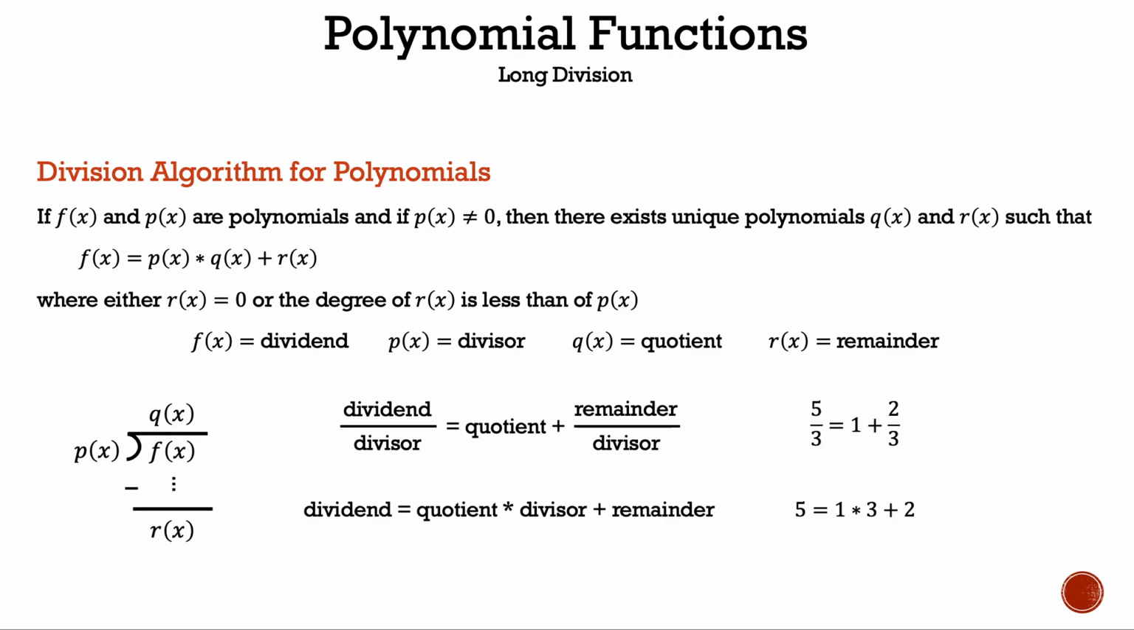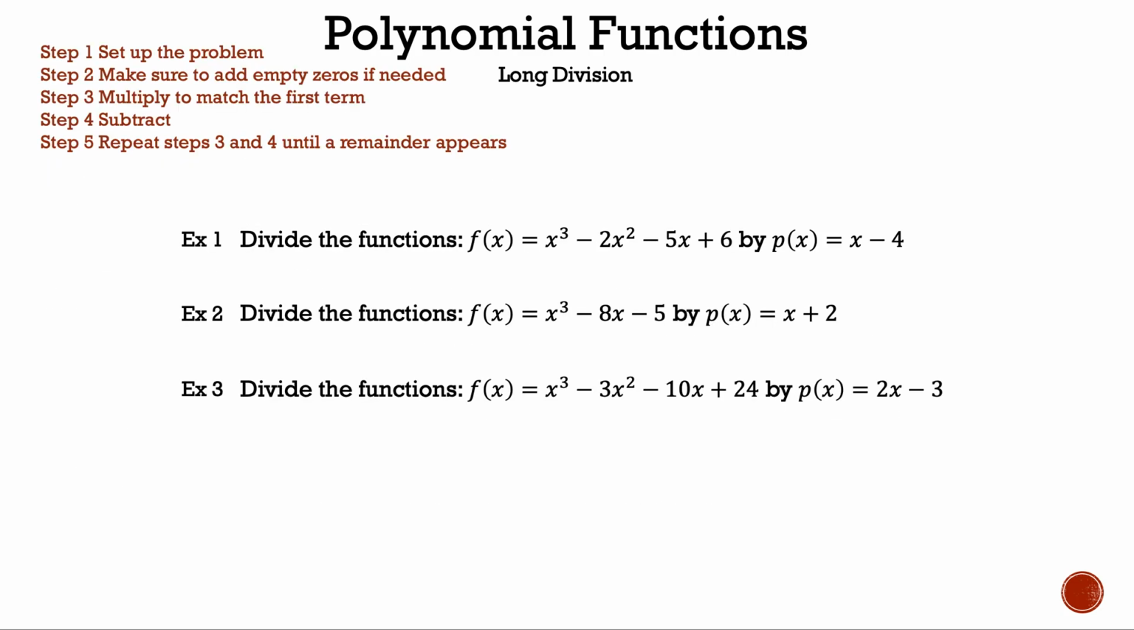Let's put these words into action so we can see what this means. So we have two options. The first one is the dividend over the divisor is equal to the quotient plus the remainder over the divisor. An example of this is 5 over 3 is equal to 1 plus 2/3. And the second option, which is the one in the definition, is the dividend is equal to the quotient times the divisor plus the remainder. An example of this is 5 is equal to 1 times 3 plus 2. Each one is useful in its own way. Now, let's take a look at the examples we're going to discuss in today's video.